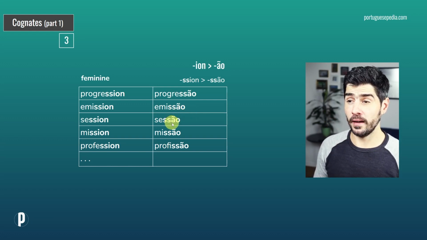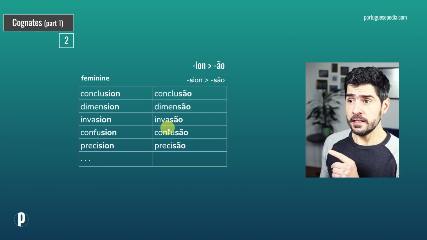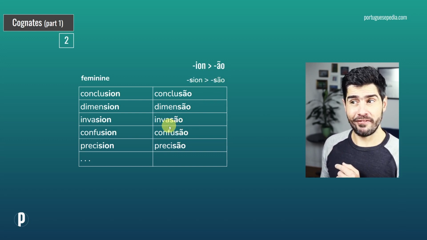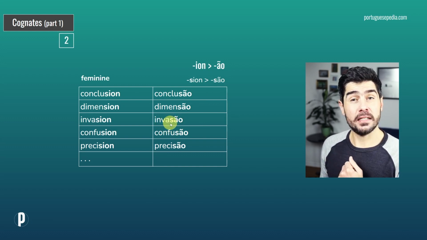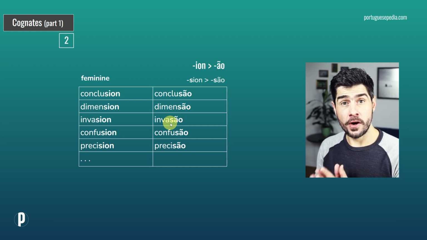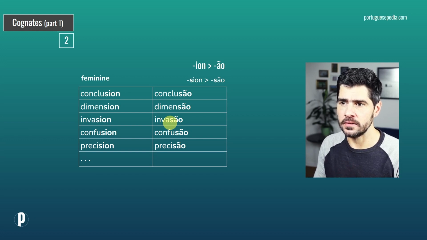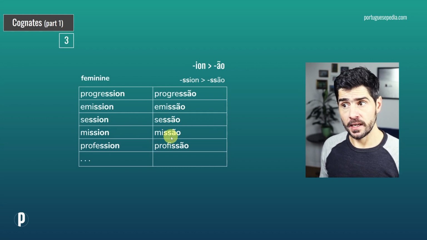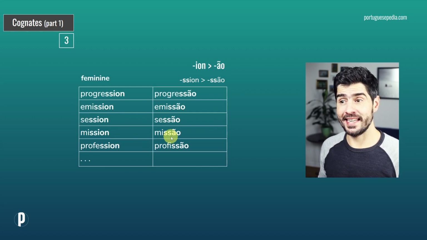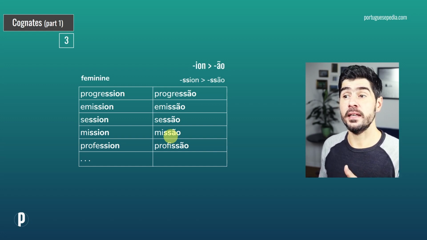sessão. By the way, let me just backtrack here just to underscore that in these ones, when we have the single S, and when S is in between vowels, such as invasão, S in between vowels, as you may know, will render the Z sound, invasão. Whereas in this group, since we have the double S, we'll get the S sound, so missão. See the difference? Invasão, missão.